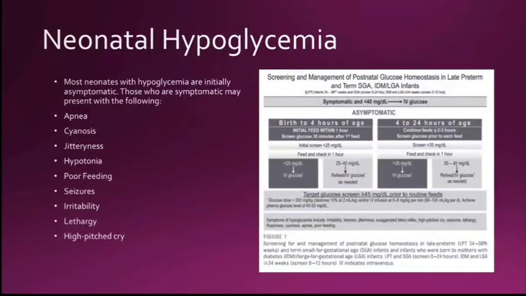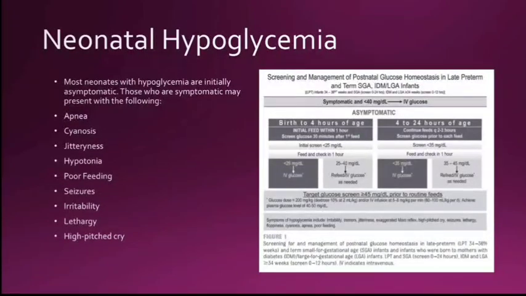They're not going to feed well, which further causes an issue because we need them to feed to get the sugar back up. They can have seizures, irritability, they can be very lethargic, and they usually have a very high-pitched cry. Now, just like adults, they can also get jittery. So if you're starting to see tremors in a baby, one thing you should do is check the blood sugar, because chances are they could have some hypoglycemia, and then they can go into some respiratory issues as well.